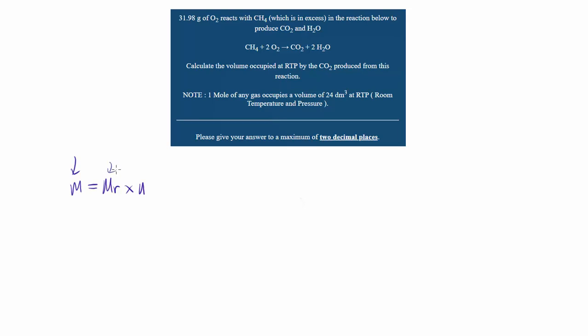The molar mass we can work out using the periodic table, and let's try and rearrange this to make the number of moles the subject, right? So if we divide both sides by mR here, we're effectively going to get that the number of moles, and in this case we're referring specifically to the oxygen, right? So we can say the number of moles of oxygen is equal to the mass of oxygen divided by the molar mass of oxygen, right?